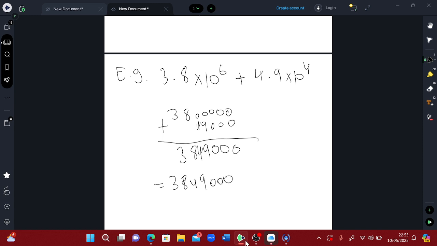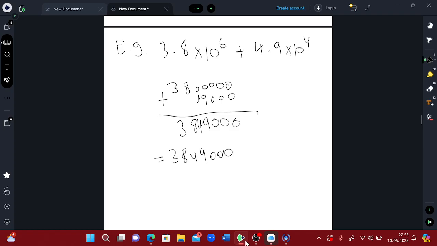Okay, cool. If they then ask you to convert that back into standard form, just do it. Obviously you need to make sure it's between 1 and 10, so 3.849. Then how many decimal points are we moving from here backwards? It's going to be 1, 2, 3, 4, 5, 6. Bearing in mind, if we're going back, then it's not negative.